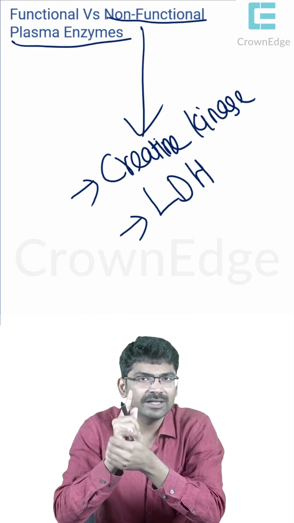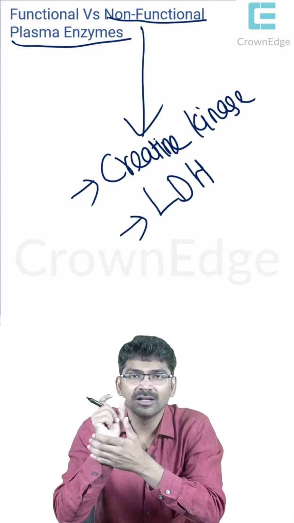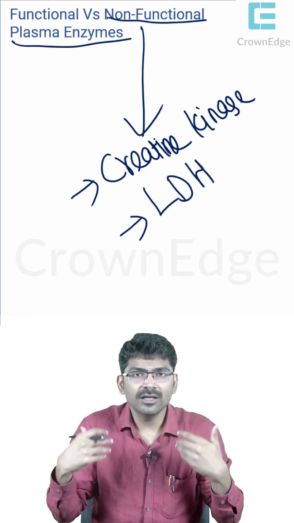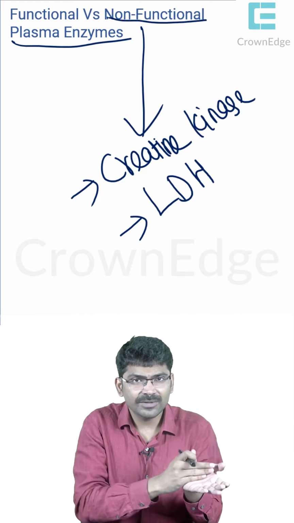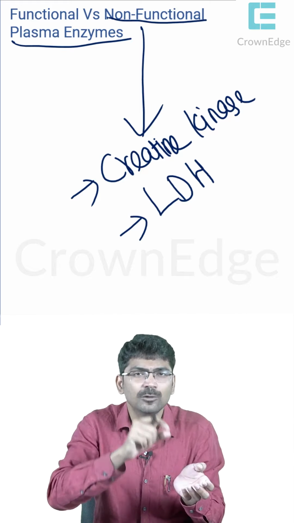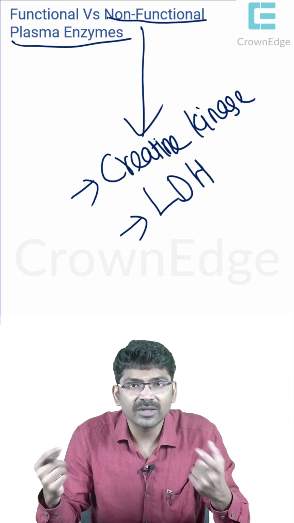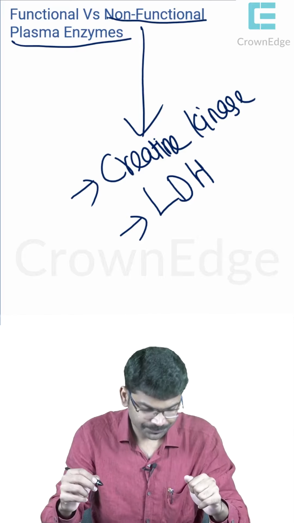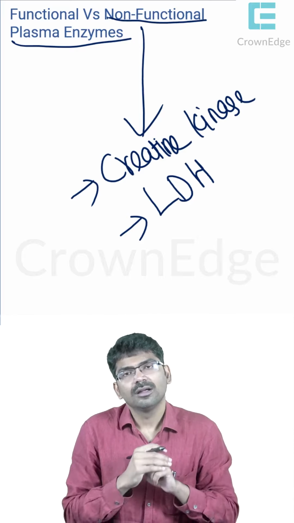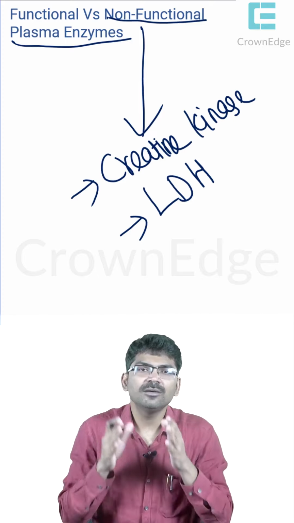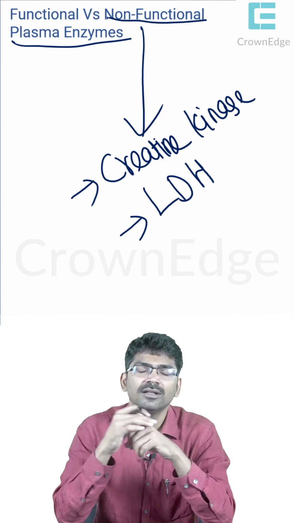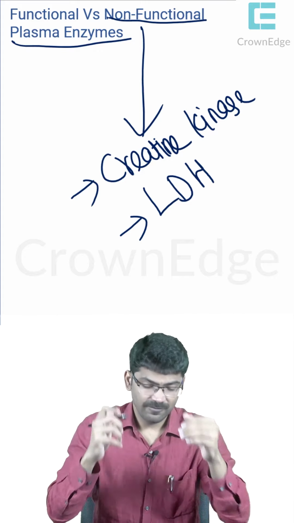We have learned about creatine phosphate. Remember, creatine phosphate is a phosphagen. Whenever you need ATP, creatine phosphate will transfer its phosphoryl group to ADP to produce ATP. This is Lohmann's reaction, right? Then creatine kinase is supposed to be inside the muscle. How does it come to the blood? It is because of wear and tear.